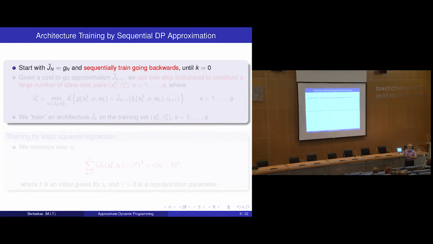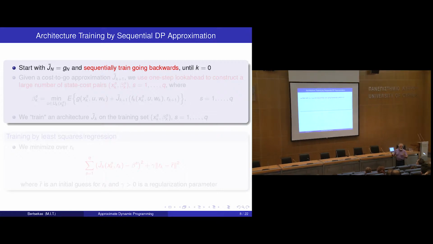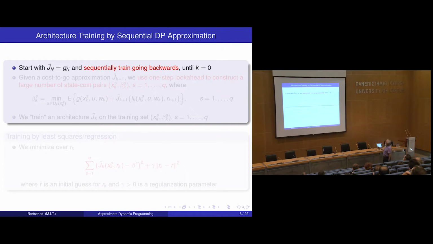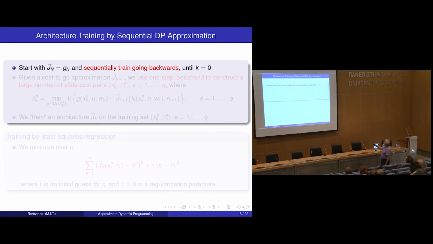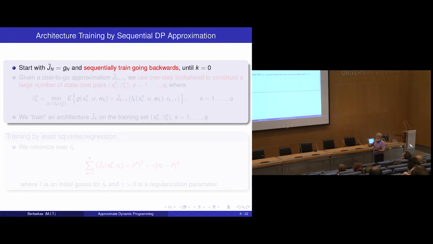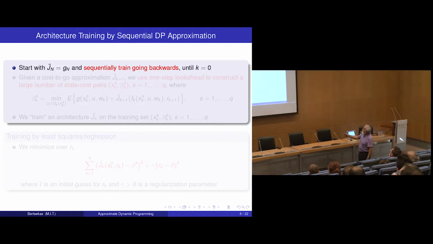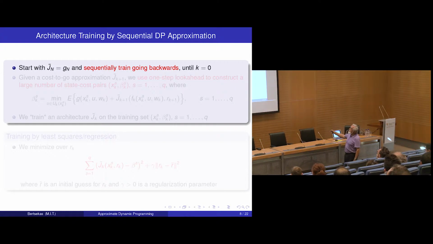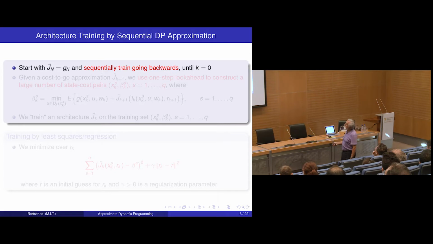Now, once we have the J tildes, we have trained the architecture. The way to train the J tildes is to do this by sequential dynamic programming approximation. We execute the dynamic programming algorithm with approximations, start with J tilde n equal to the terminal cost function, and sequentially train the architecture going backwards until k is equal to 0.